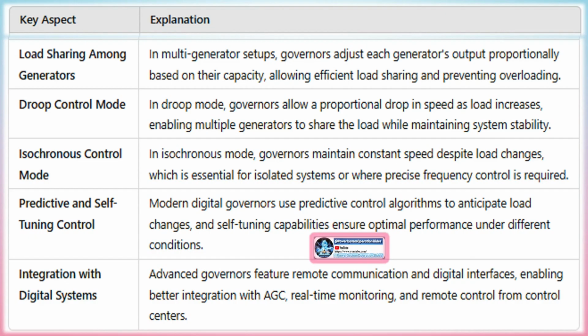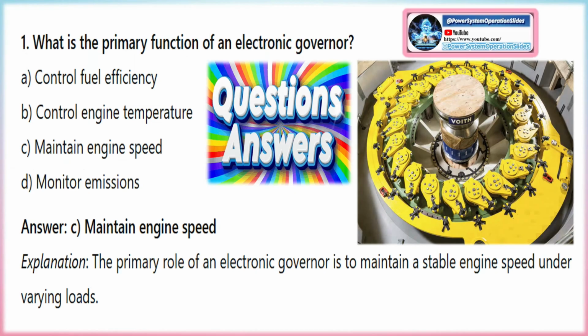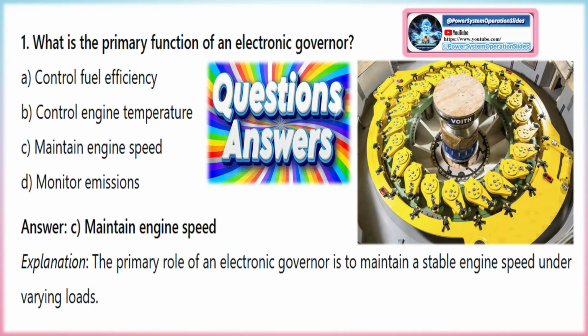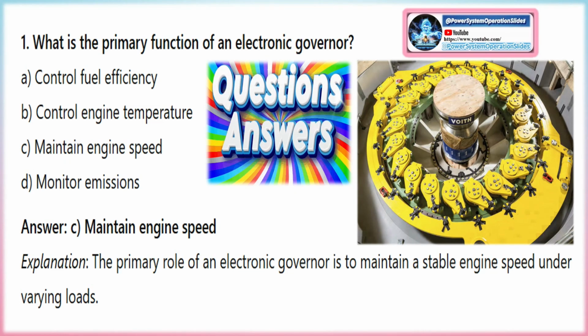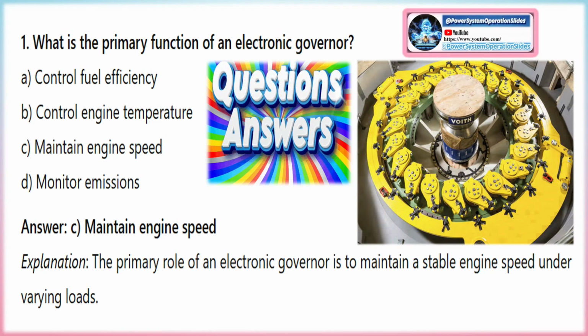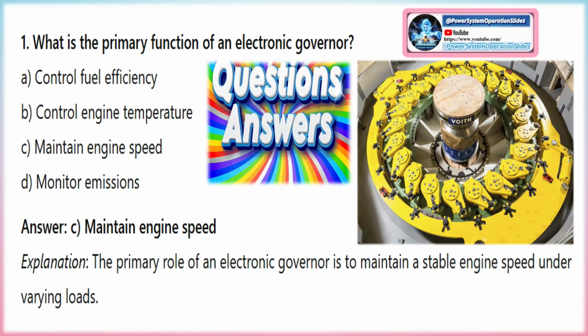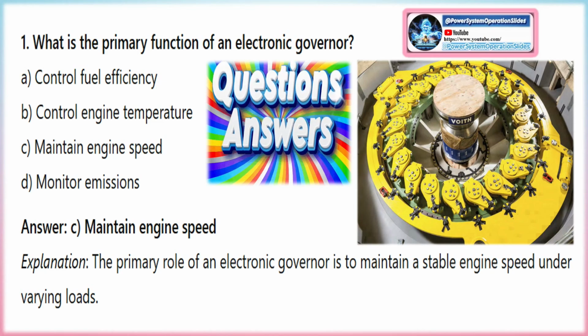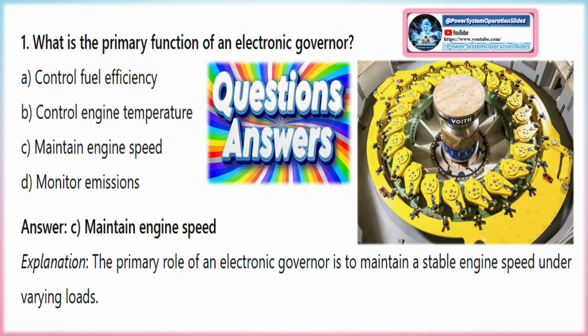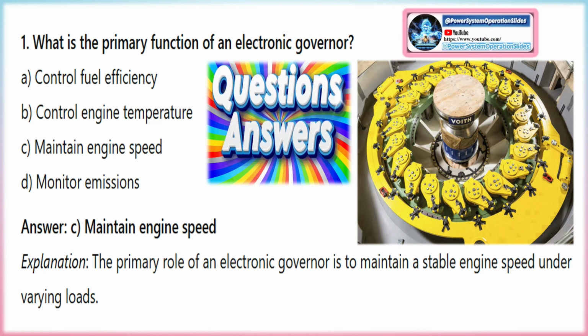These advancements allow them to better integrate with AGC systems, optimizing power plant performance and ensuring real-time communication with control centers. For instance, predictive control helps governors anticipate load changes and respond preemptively, thus improving system stability. The self-tuning capability of modern governors ensures that they can adjust their response characteristics based on operational data, maintaining optimal performance under varying system conditions.